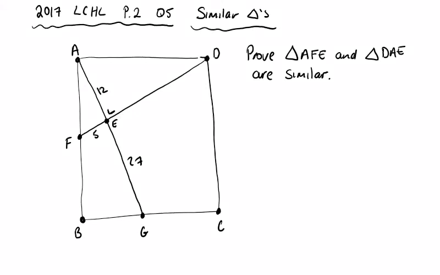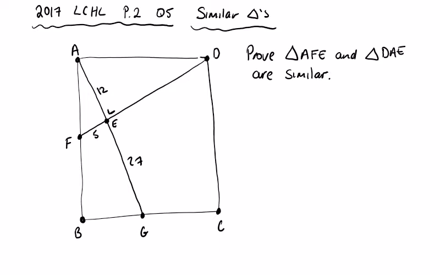2017 Leaving Cert Higher Level Paper 2 Question 5. Given this rectangle, you're told a lot of information. F is an element of AB. G is an element of BC. FD intersection AG is equal to E. And FD is perpendicular to AG.